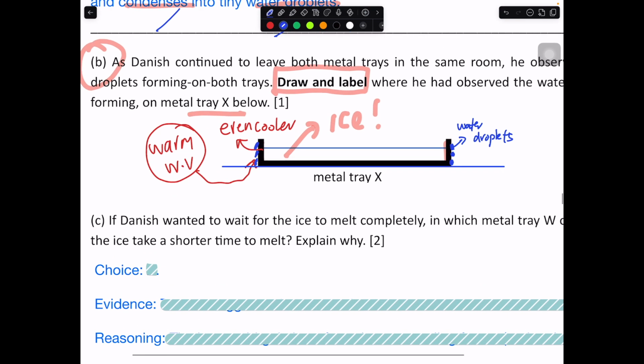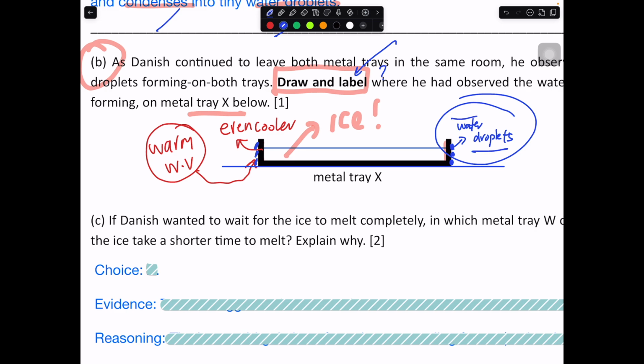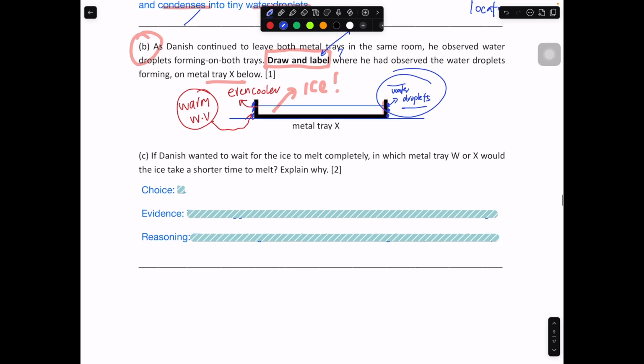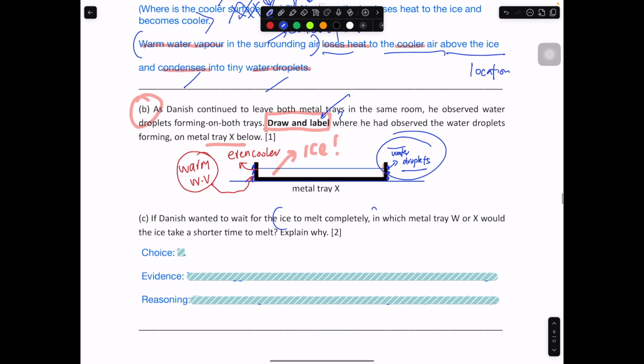Okay, and label them. This is the part where many people will just forget. They just draw, then they just move on to the next question. Label and draw. Labeling is part of the key skills in science, because you have to tell your audience what it represents. Nobody will know what you are drawing if you don't label them. Labeling is an important skill in science. Okay, so if Danish wanted to wait for the ice to melt completely, which metal tray, W or X, would the ice take a shorter time to melt?